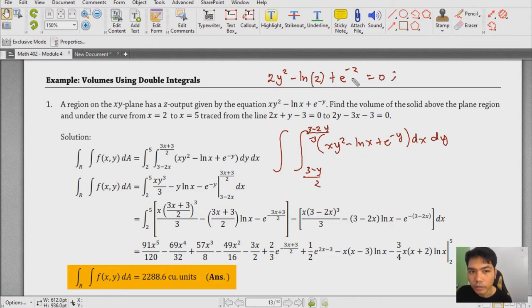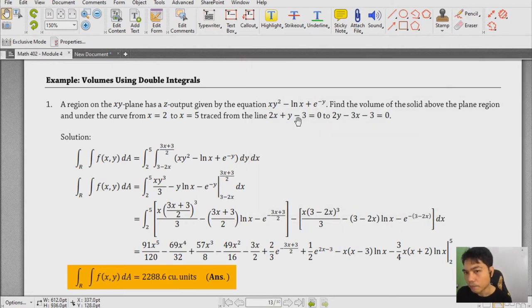So, you determine y from this expression. You should be getting y sub 1 and then y sub 2, when your x is equal to 5. So, this is another method when your order is different. But of course, this one is not recommended.